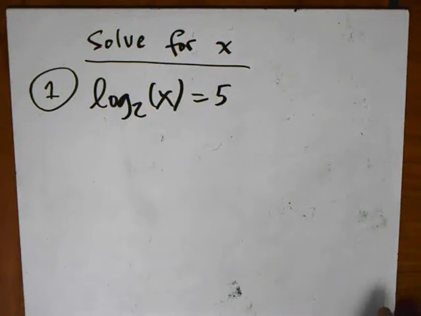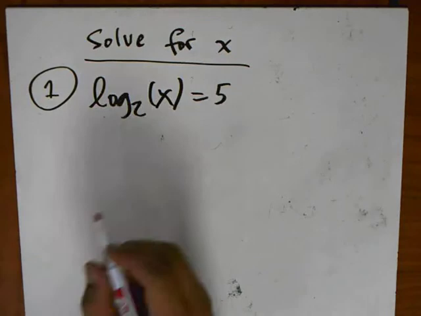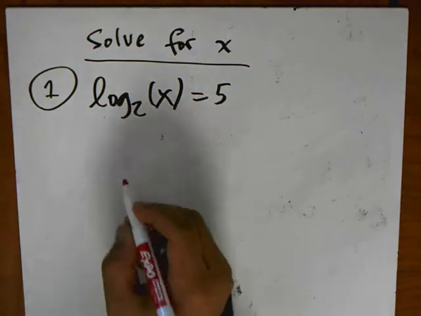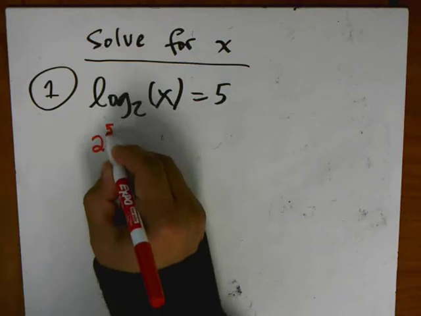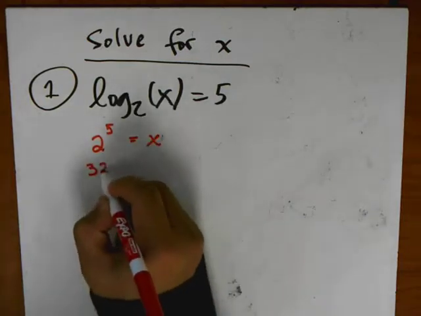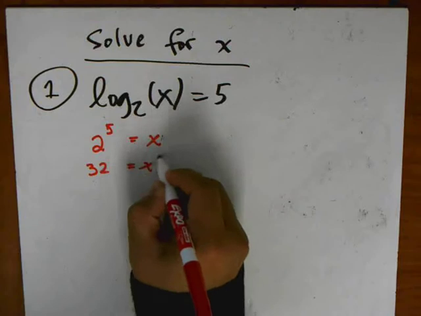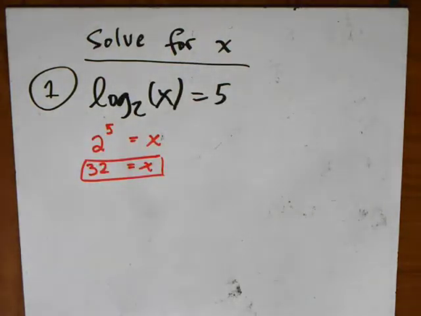So let's start with a straightforward one. This one says log base 2 of x equals 5. One of the tools that we have at our disposal is just being able to convert this into exponential form. So by converting this into exponential form, we get base 2 to the 5th is equal to x, and that means 32 equals x. Okay, and that was straightforward enough.